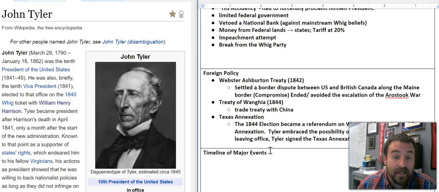His foreign policy has a lot of stuff kind of there. In 1842, we've got the Aroostook War about to kick off with Britain and Canada versus the U.S. over the Aroostook River. It's really a lumberjack war, but it could get into a shooting war if we're not careful. And we've got to negotiate an end to that.